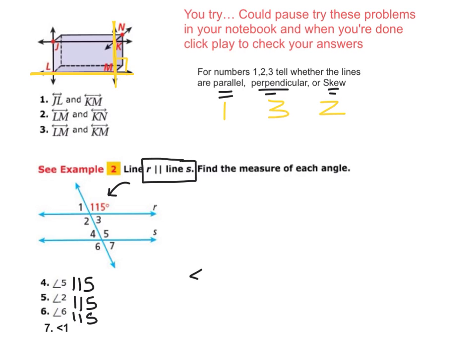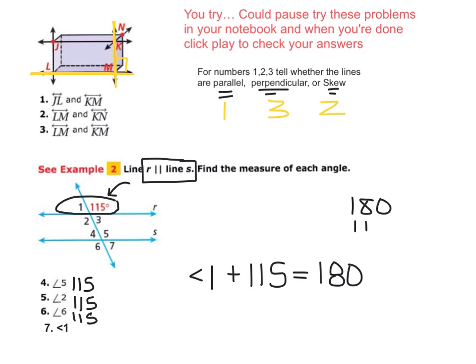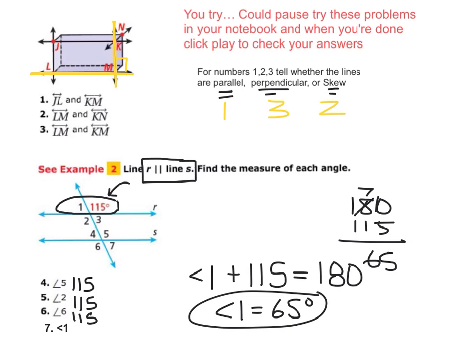So what about number 7, angle 1? Angle 1 and this 115 degree angle have to add up to 180 degrees. So if I add angle 1 to 115, they are supplementary angles, I should get 180 degrees. So angle 1 is 180 minus 115, or 65 degrees. So angle 1 equals 65 degrees. How'd you do? Great job.